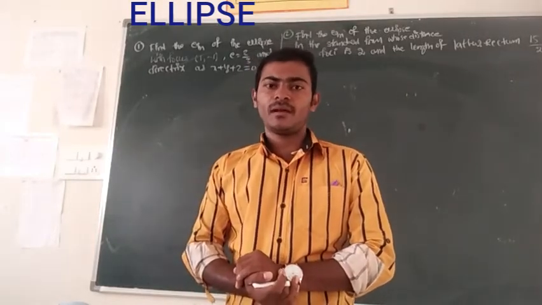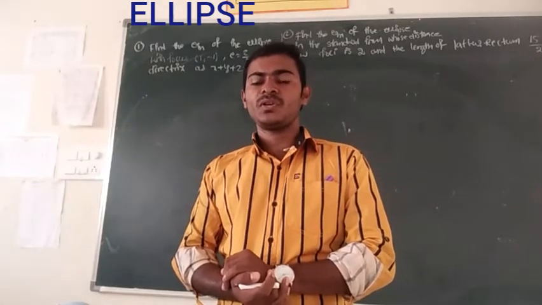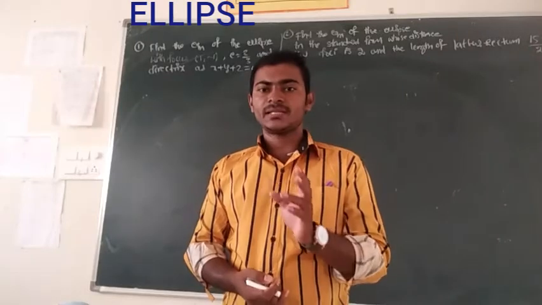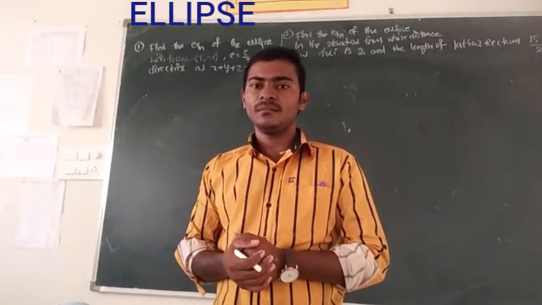Now the standard form of the ellipse is x square by a plus y square by b equal to 1. It is the standard form of the ellipse where always a less than b.